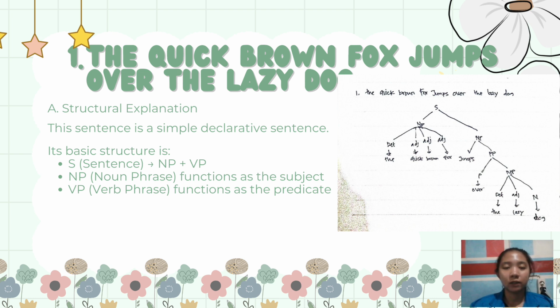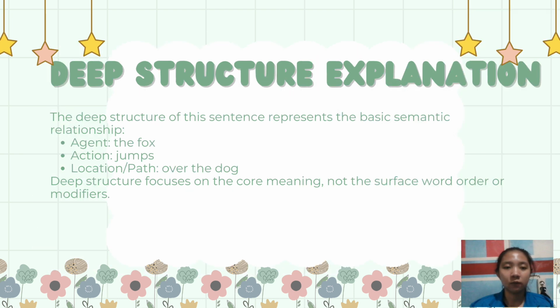Deep structure explanation. The deep structure of this sentence represents the basic semantic relationship: agent as the fox, jumps as an action, and a location or path as over the dog. Deep structure focuses on the core meaning, not the surface word order or modifiers.